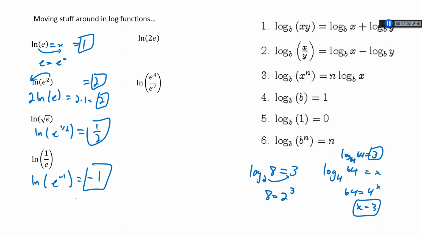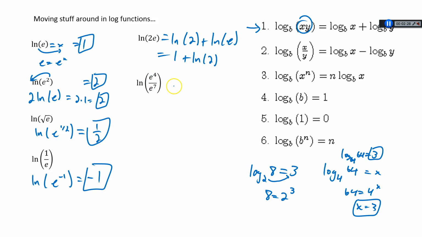Not too bad. Natural log of 2e. Now, this is interesting because we could just leave it like that, right? You can't pull the 2 out. That's not allowed. But I could use one of our properties. This one right here might be helpful. I have a product inside. I can change that to addition of logs. This is natural log of 2 plus natural log of e. Ooh, natural log of e is 1. This is 1 plus ln of 2. Or ln of 2 plus 1, but I always like to write the number first.